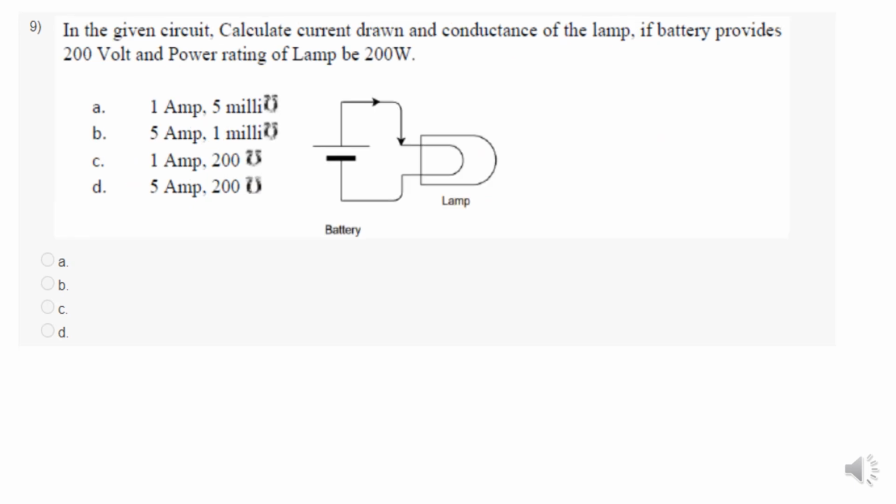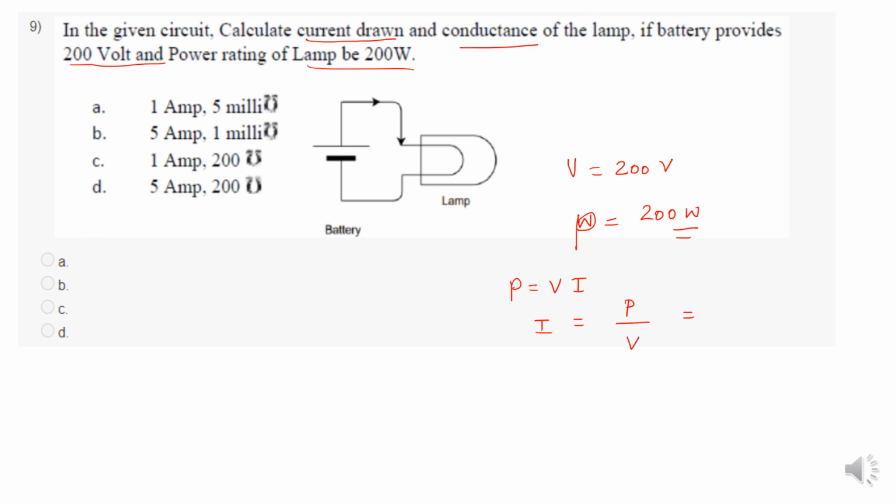Next, I am going to explain problem 9. In the given circuit, calculate the current drawn and the conductance of the lamp if the battery provides 200 volt and the power rating of the lamp is 200 watt. Voltage is given, 200 volt, and power is also given, 200 watt. They have asked for the current drawn and the conductance of the lamp. Power P is equal to V into I, so current I equals P divided by V.